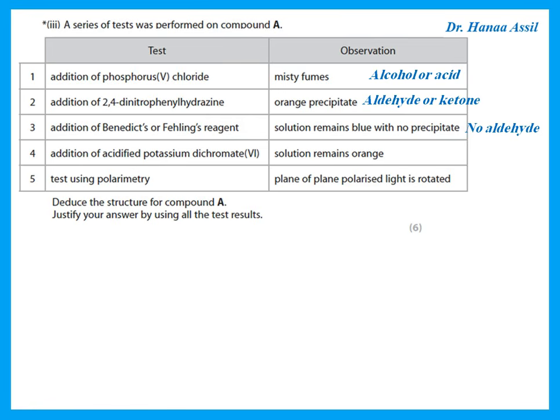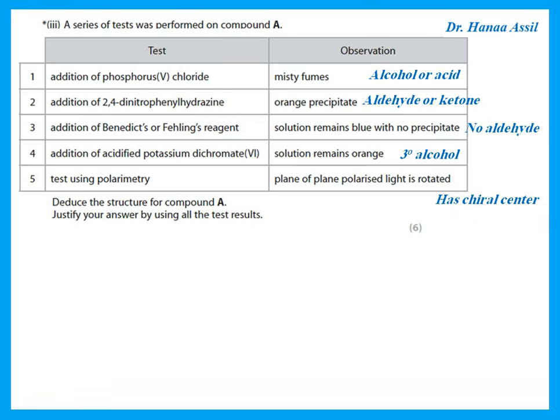When he added acidified potassium dichromate, the solution remains orange. And that means it did not oxidize. And that means I have something that cannot be oxidized. We've decided that we have an alcohol. That must be a tertiary alcohol. Test using polarimetry: the plane of plane polarized light is rotated, and that means the compound has a chiral center.